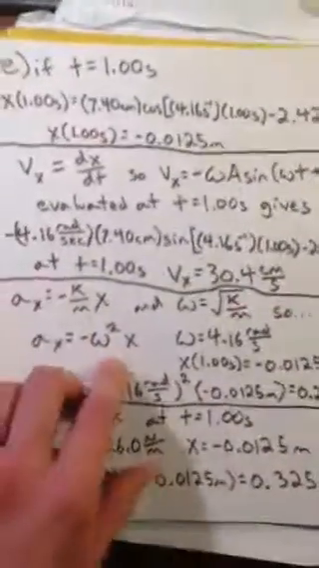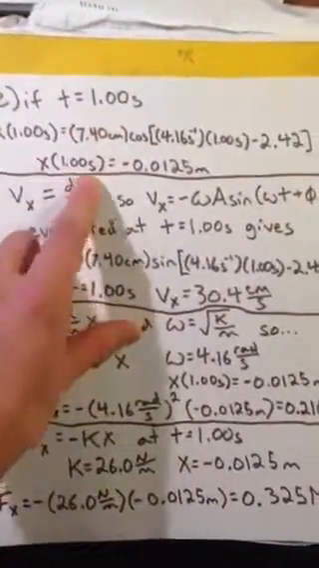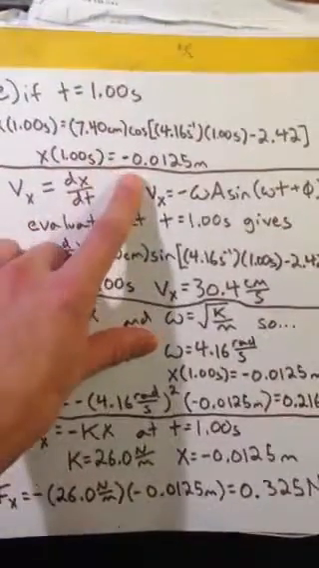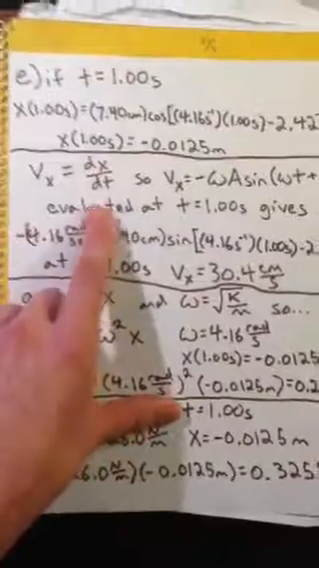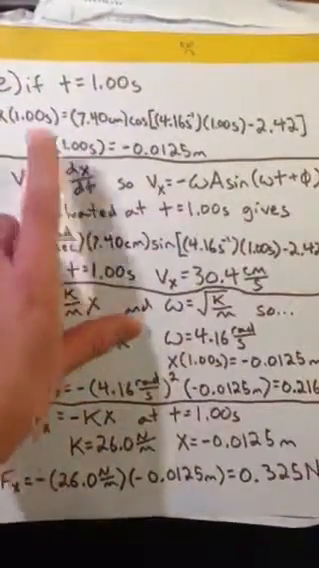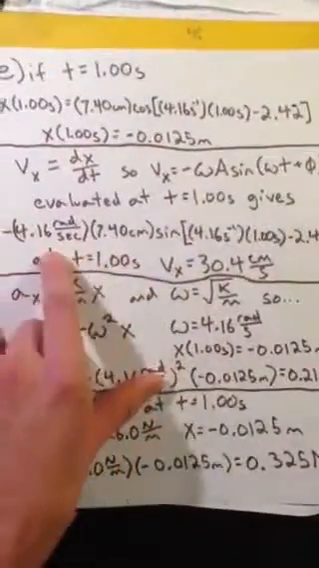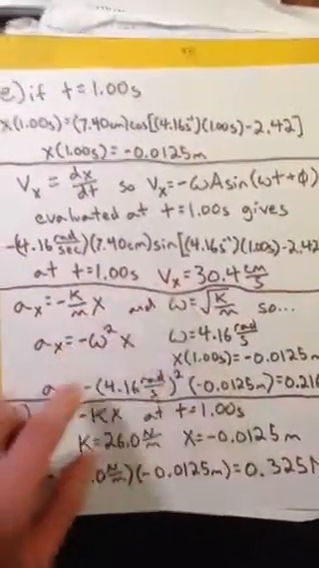The last part asks us to evaluate the equation for the displacement at 1 second. We find that the displacement is negative 0.0125 meters. They ask us to find the velocity at this point. So when we take the derivative of the displacement, we're given the velocity equation. When we evaluate it for 1 second, we find the velocity to be 30.4 centimeters per second.